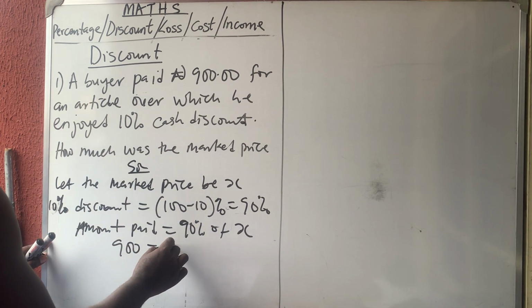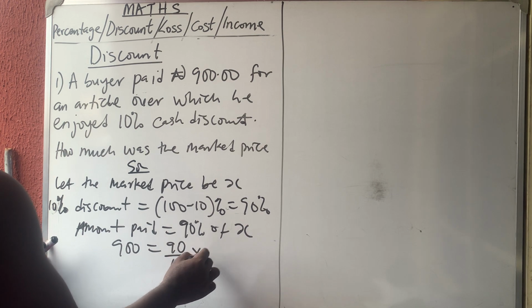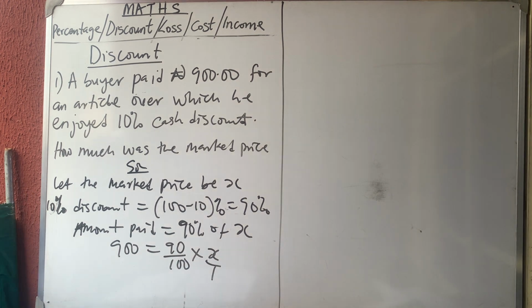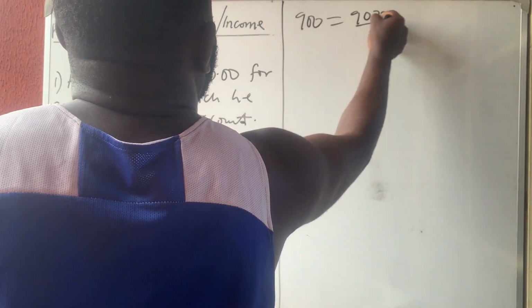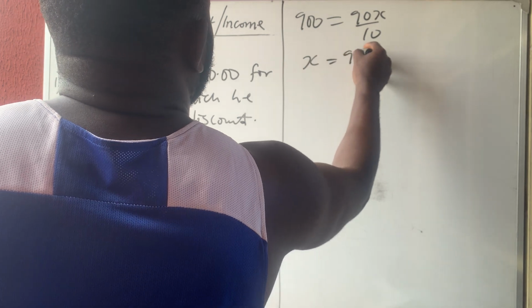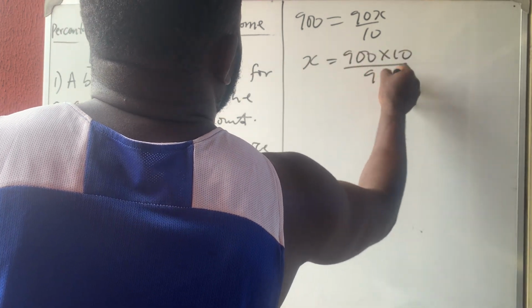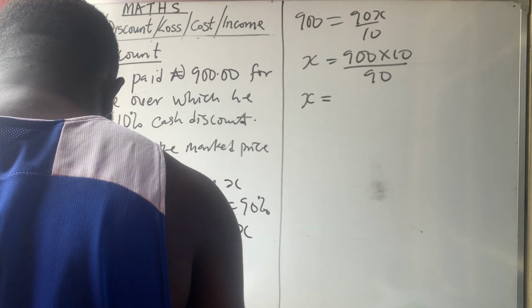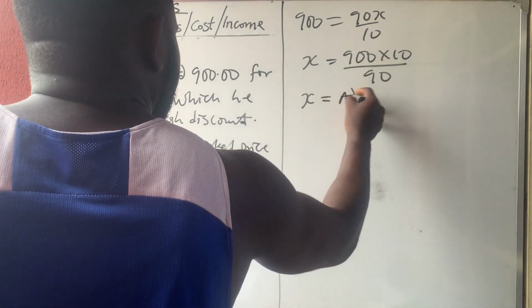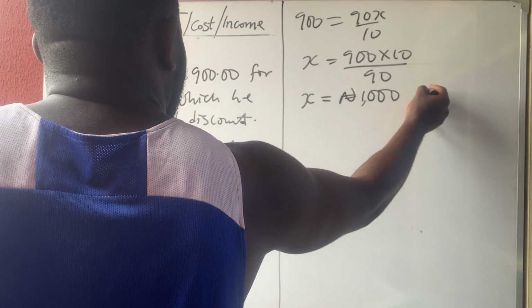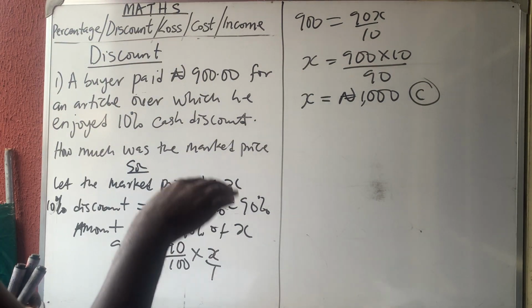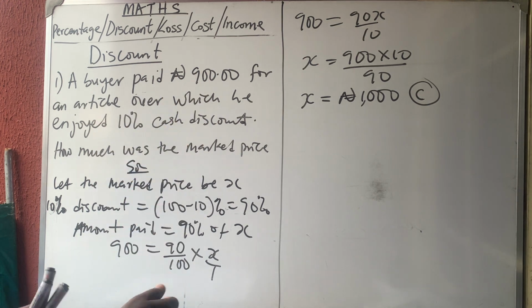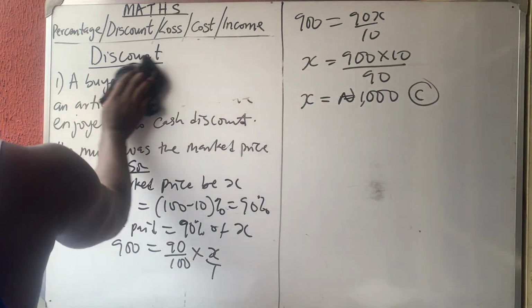But he paid 900. So it's going to be 90 over 100 times x over 1. If you cross multiply, you are going to have that 900 is equal to 90x over 10. So my x will now be 900 times 10 divided by 90. So x is equal to 1000 naira. So their normal amount is 1000 naira, and if you remove 10% of 1000, you removed 100 naira from it. That is why he paid 900 naira. Okay. So the next question.